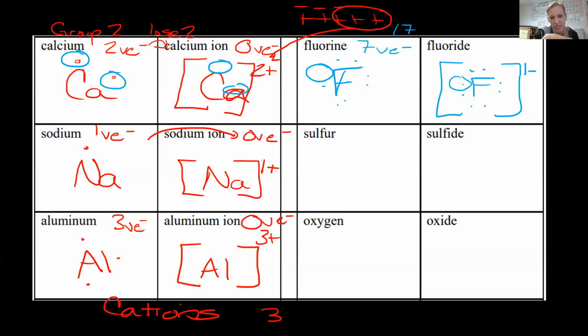Does that answer your question? So anytime it's naked, it means we lost stuff. Anytime it's full, it means we gained. Okay, so go ahead. The calcium atom has 20 electrons, right?